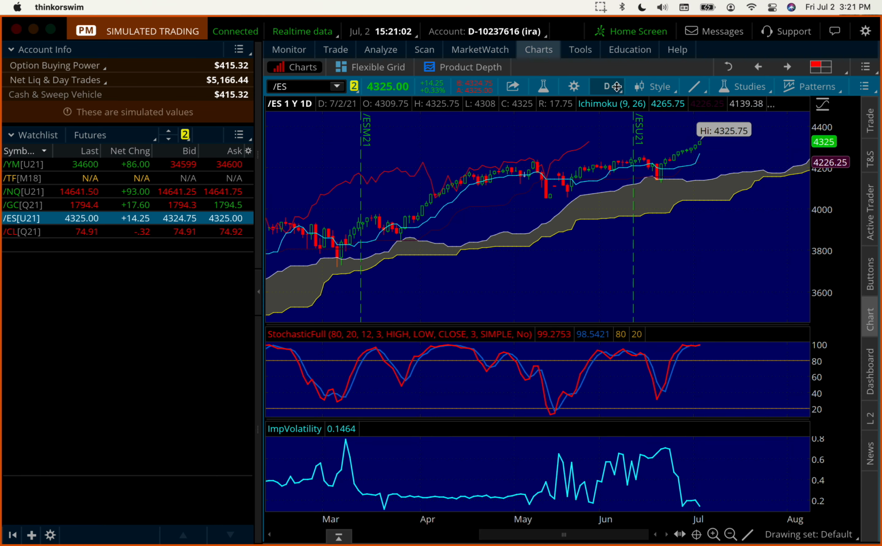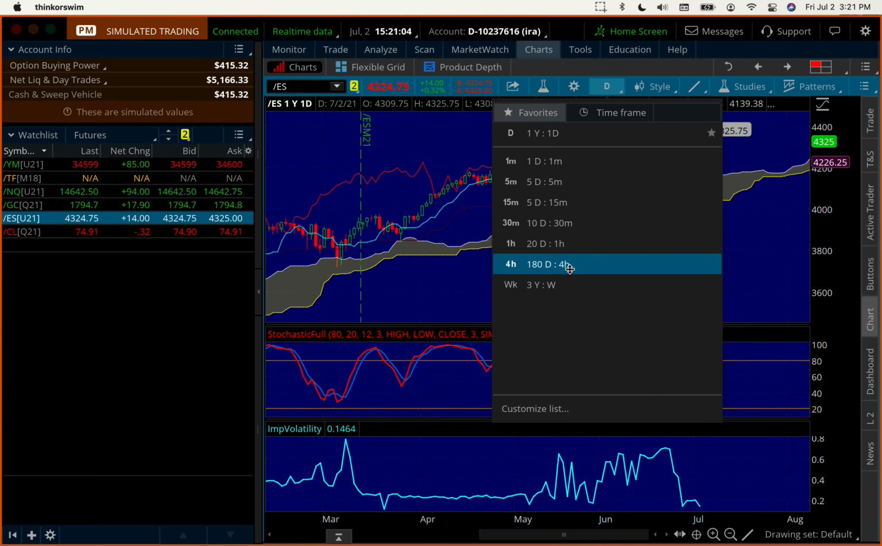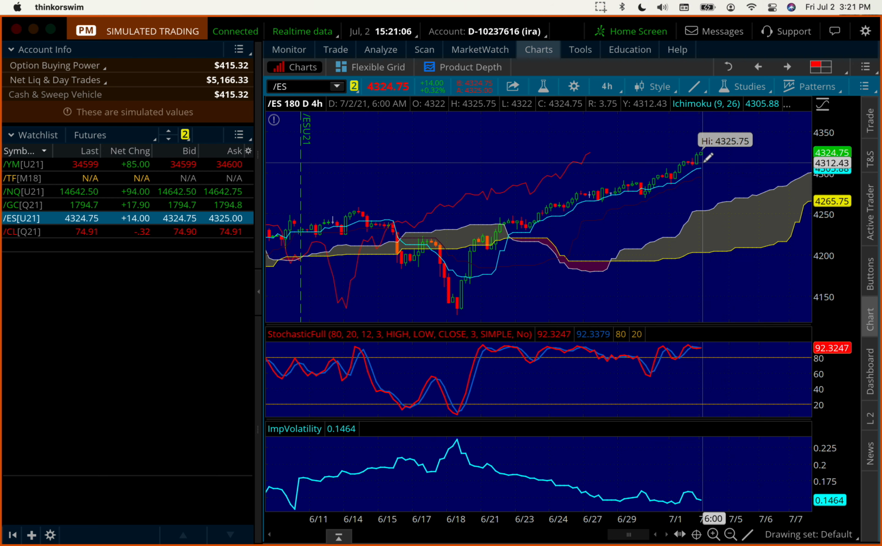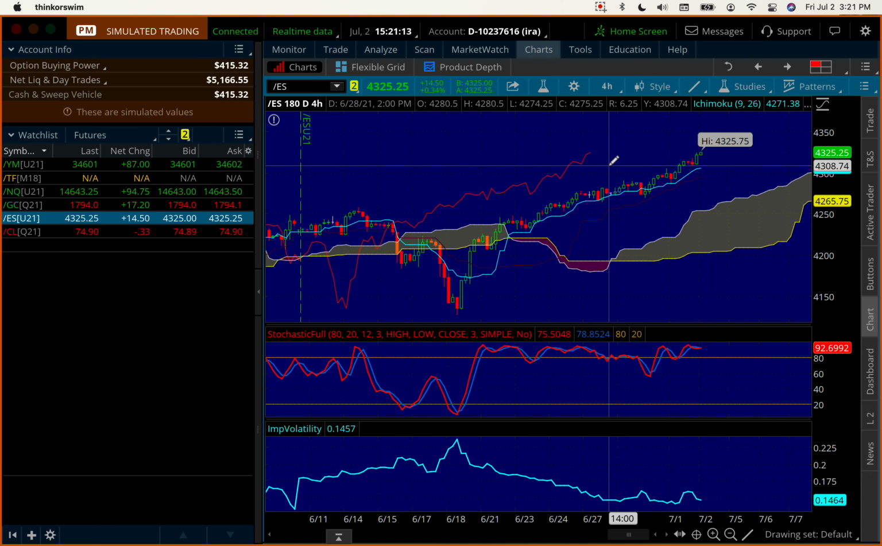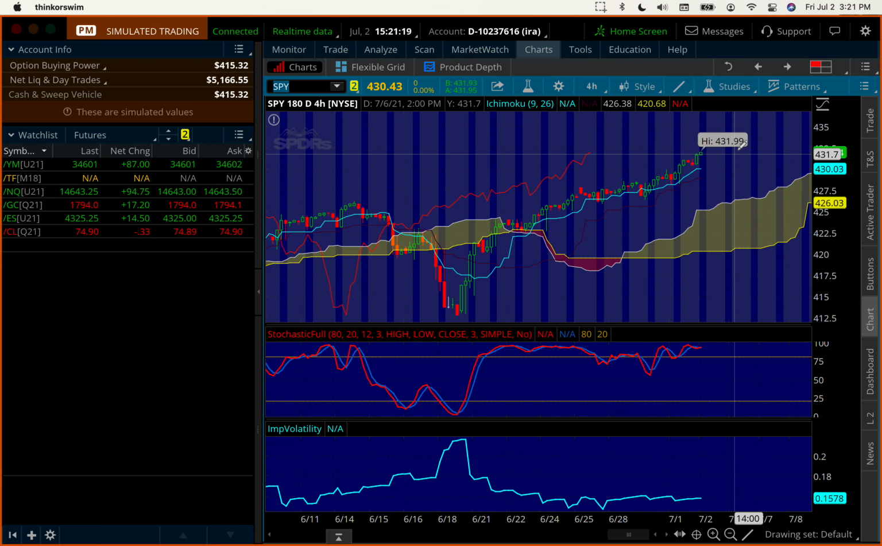You can take a look at the 4-hour chart, for example, and that gives you a very good idea of what's going on. So the market's going to go yet a bit higher. And let's take a look at the SPY, what the price is currently, before the market opens. It also gives you an indication of what the market is going to do before it opens.